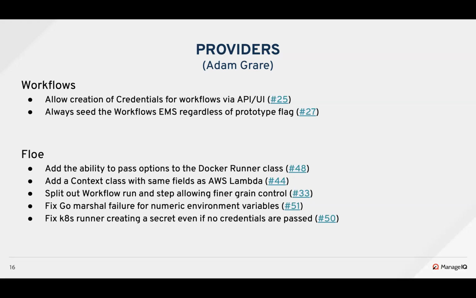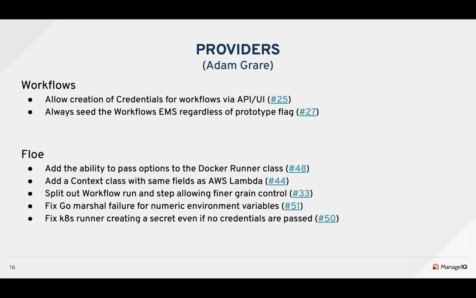For the flow gem, which is what runs the workflows, we added the ability to pass options to the Docker runner class, which makes it possible for you to set things like the Kubernetes token and other options like which namespace you want to put the containers in for Kubernetes. We also added a context class, and the fields in that are trying to be as similar as possible to the standard AWS Lambda context that you get. We also split out the workflow run and step so that you can get finer grain control as the caller on how you want to run the workflow.